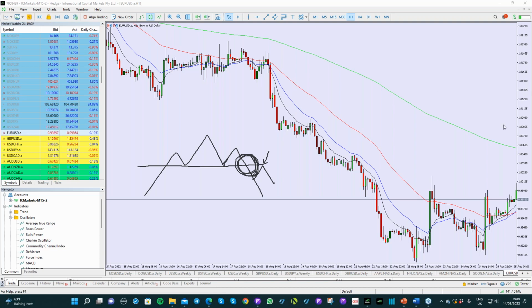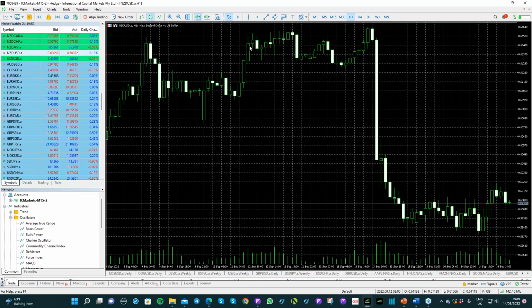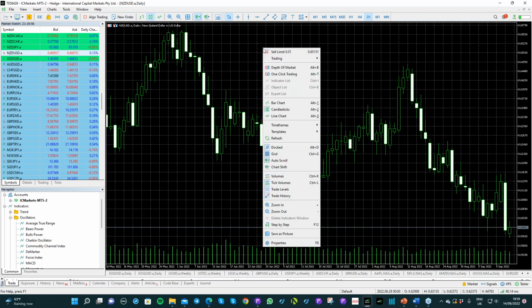So I think it might be easiest if I try and find an example of this. Let me open a chart of Kiwi dollar. Let's see if I can find Kiwi dollar. I'm going to use this chart just because I'm fairly sure I remember an example of this happening.